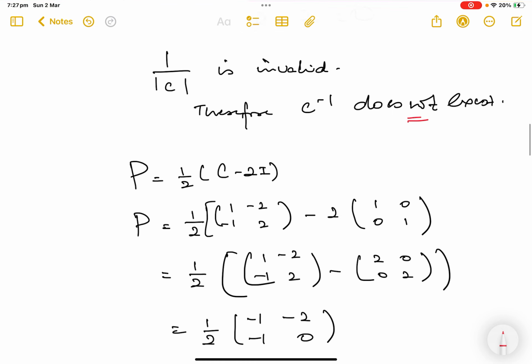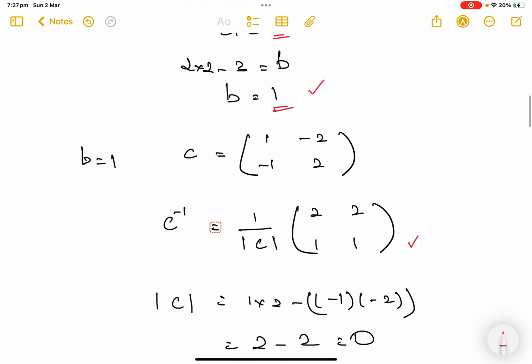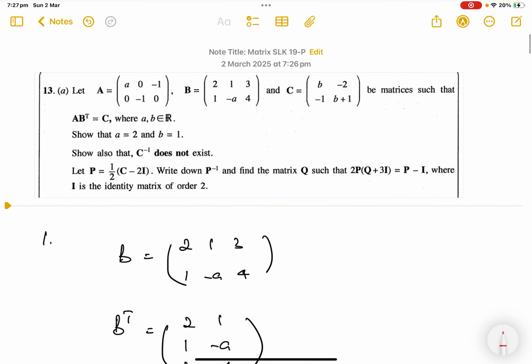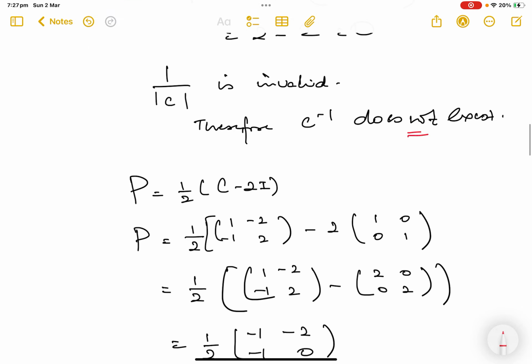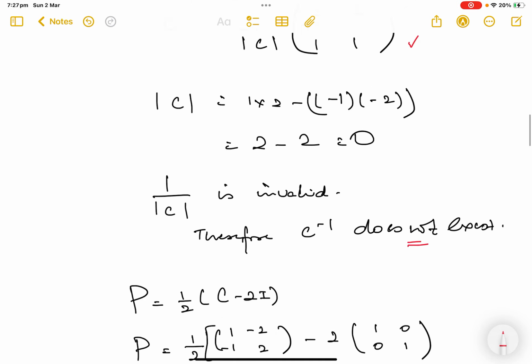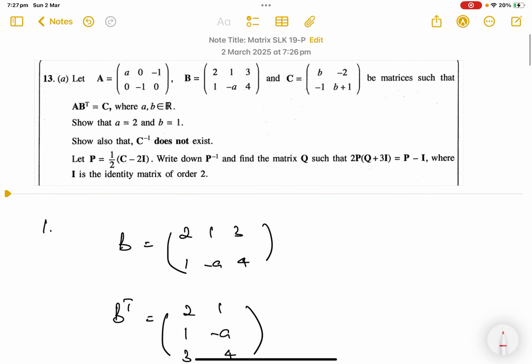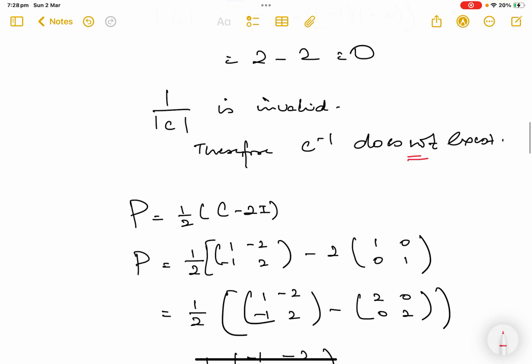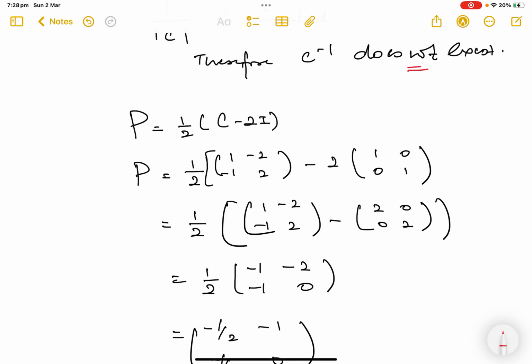Okay, let's simplify it. Start with P. P times 2i... P equals half times C minus 2i. Where is that? Yeah, it's given. P equals half times C minus 2i, and then just substitute that.